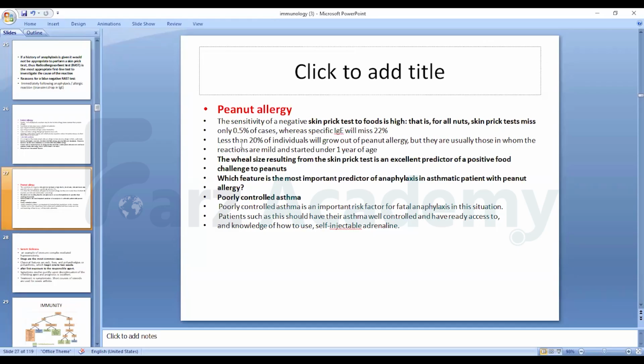Which feature is the most important predictor of anaphylaxis in asthmatic patients without peanut allergy? If they have poorly controlled asthma, that is the most important predictor. Poorly controlled asthma is an important risk factor for fatal anaphylaxis in this situation. Patients such as this should have their asthma well controlled and have ready access to and knowledge of how to use self-injected adrenaline.